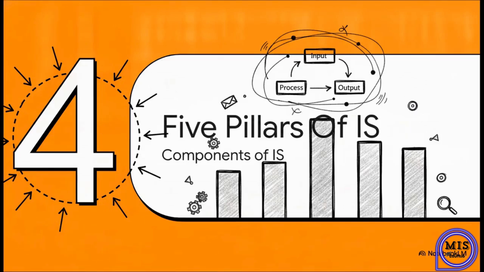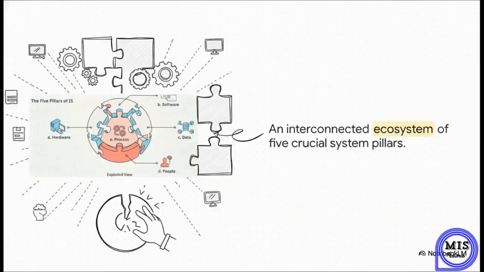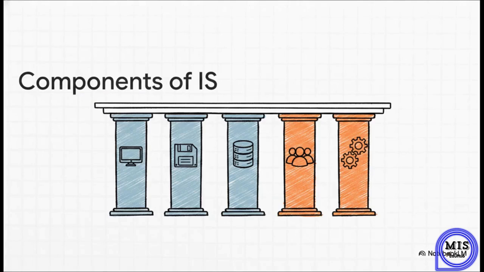Next up, Section 4, the 5 pillars of IS. So an information system isn't just a single standalone thing, or one isolated piece of software. It's an entire interconnected ecosystem. Think of it like a giant puzzle. These 5 distinct pieces absolutely must snap together perfectly for the system to actually work. If you take even one piece away, the whole structure just collapses. Here are the 5 pieces: hardware, the physical machines; software, the instructions; data, the raw facts; people, the users; and process, the actual business procedures being followed.